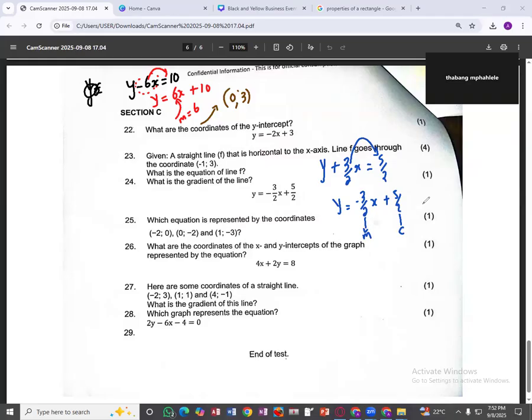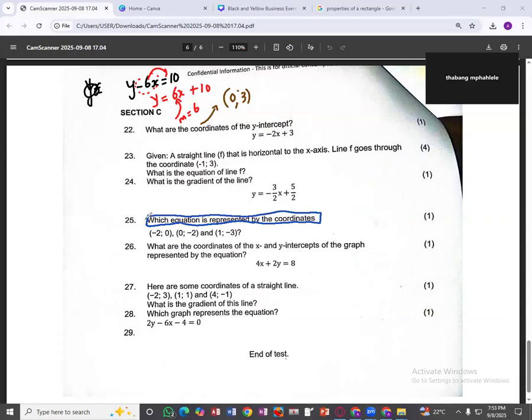Okay, which equation is represented by the coordinates minus 2 and 0, 0 and minus 2, 1 and negative 3? I think that 4 marks is for this problem, number 25. They want the equation which is represented by these coordinates. I think this should be the equation of a straight line. The equation that they are looking for is the equation of a straight line. Which equation is represented by these coordinates?